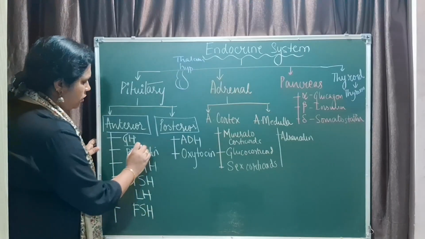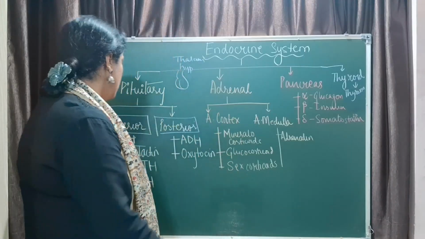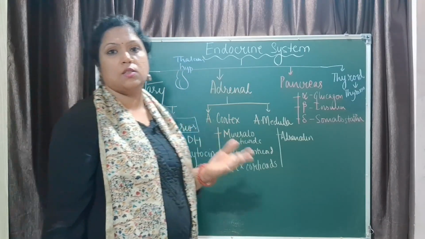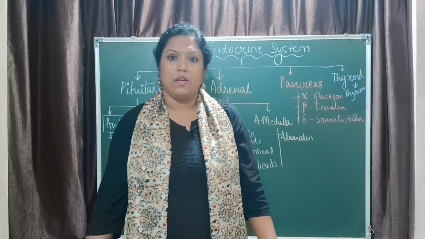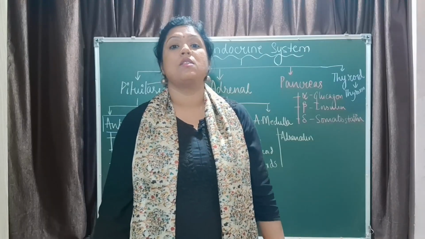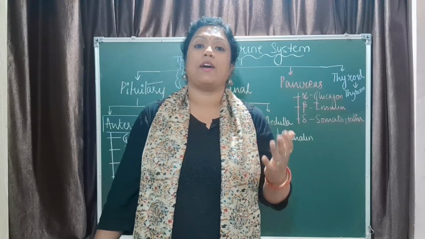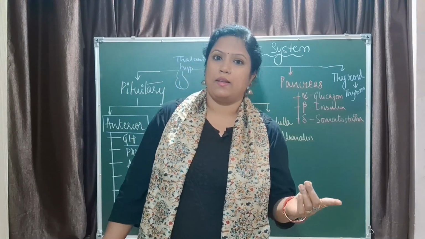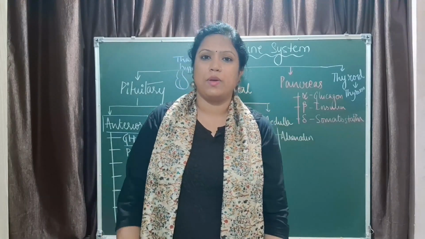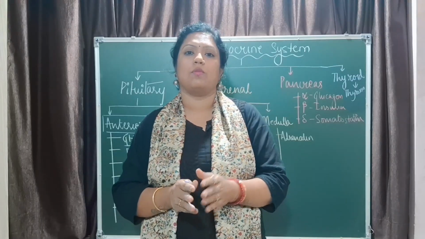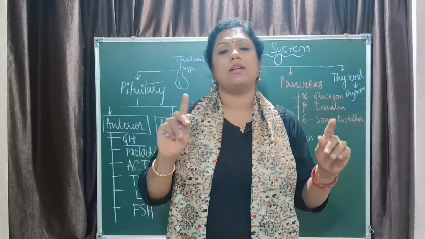Pituitary releases growth hormone. Excess of growth hormone leads to gigantism in human beings. Less of it causes dwarfism. Now, in adults you have acromegaly. A for adults, acromegaly. That is the limbs, the fingers, the jaw, the chin become large. So hyposecretion of growth hormone is dwarfism. Hypersecretion is gigantism. In adults, it is acromegaly.